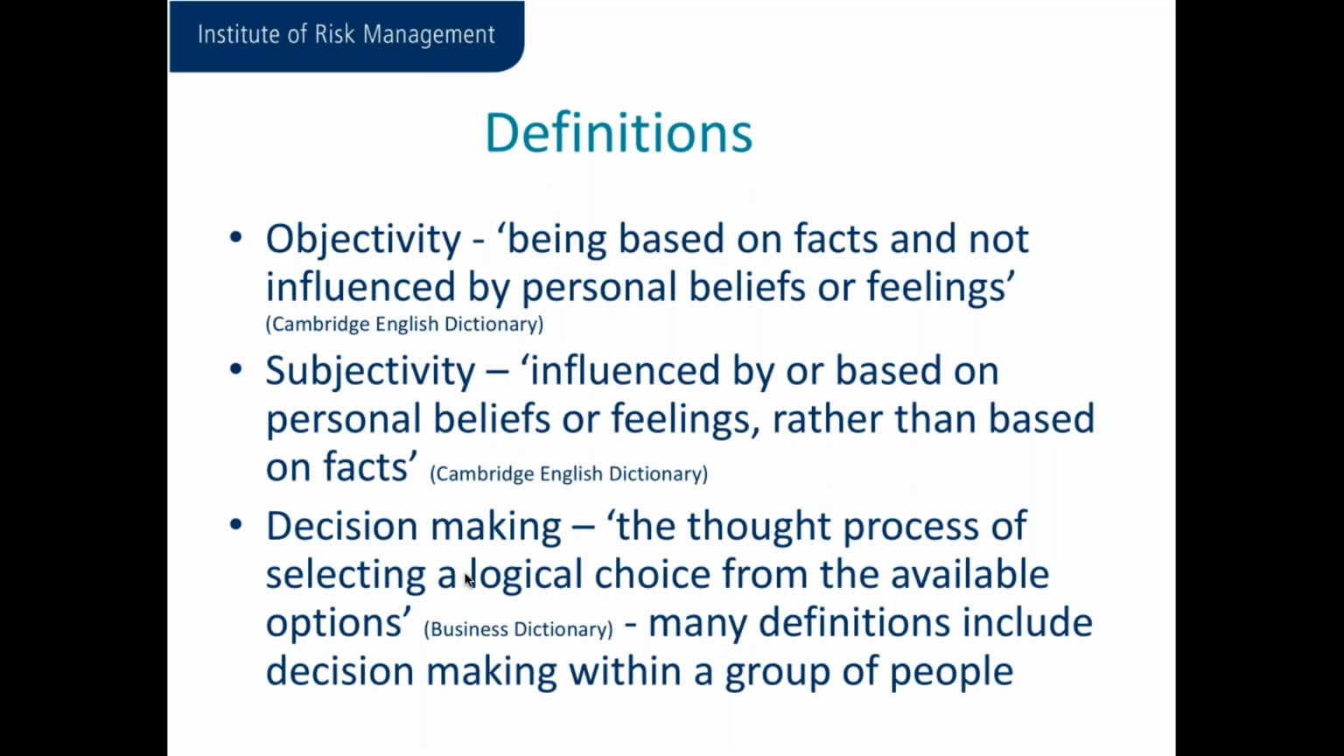And then when we're talking about decision making, that's the thought process of selecting a logical choice from the available options. And when we're thinking about selecting the choice from the available options, it's difficult if we have made subjective judgments about those risks and those options. And there's just a slight note there to say that many of the definitions that I looked at online actually talk about decision making being done within a group of people rather than being done in isolation.